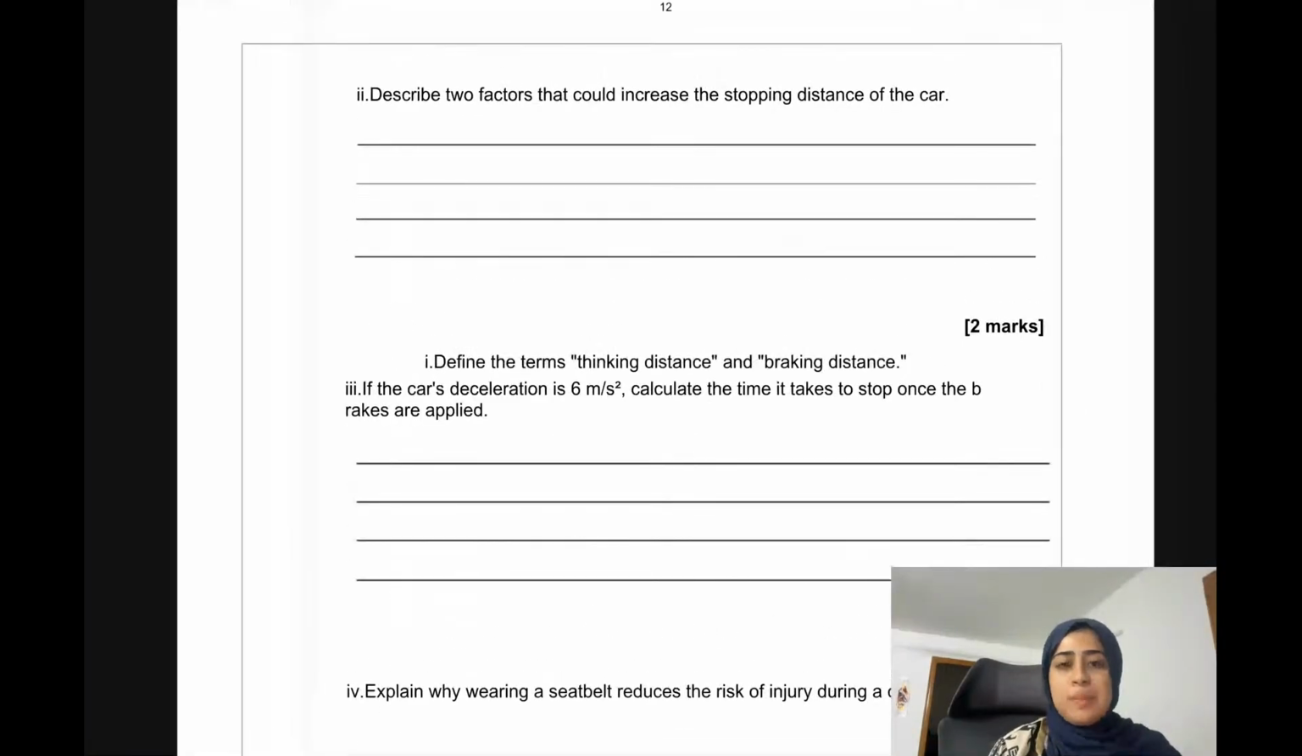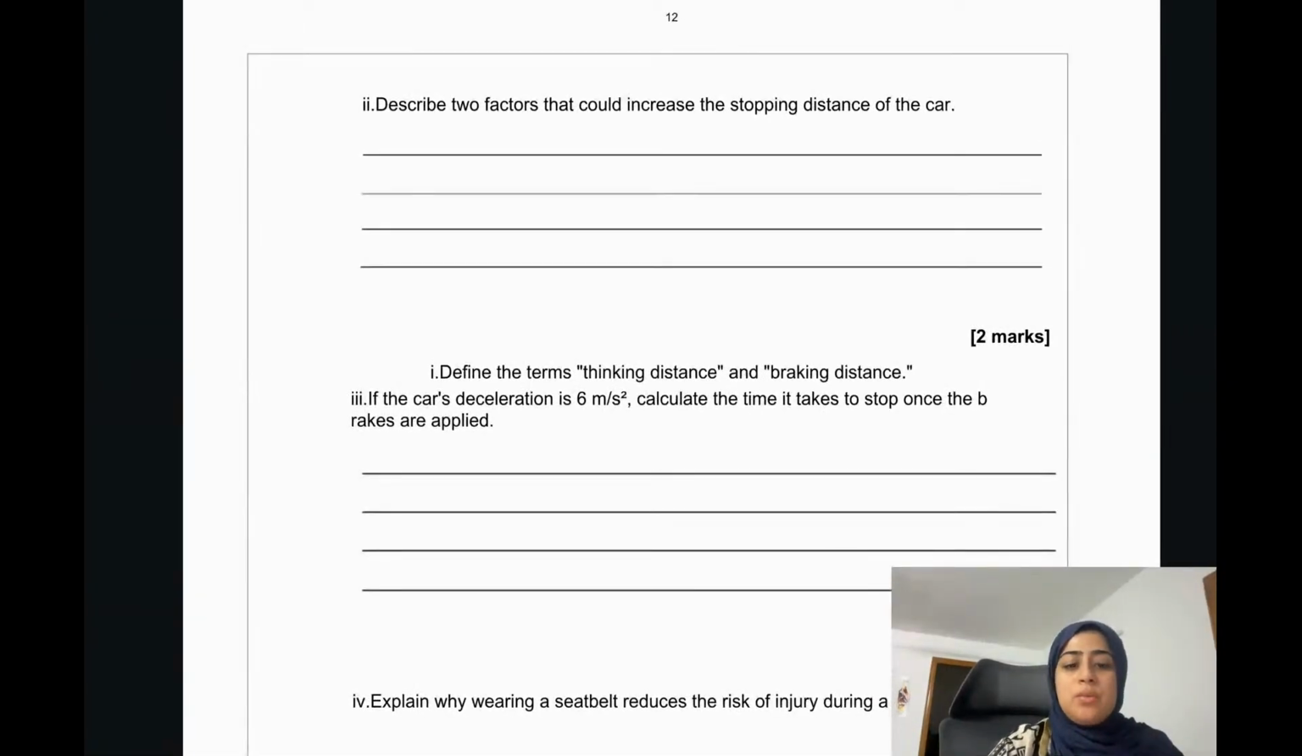Okay, because we are a bit short of time, I'm not going to write down all the answers anymore. But we're still going to go through them.